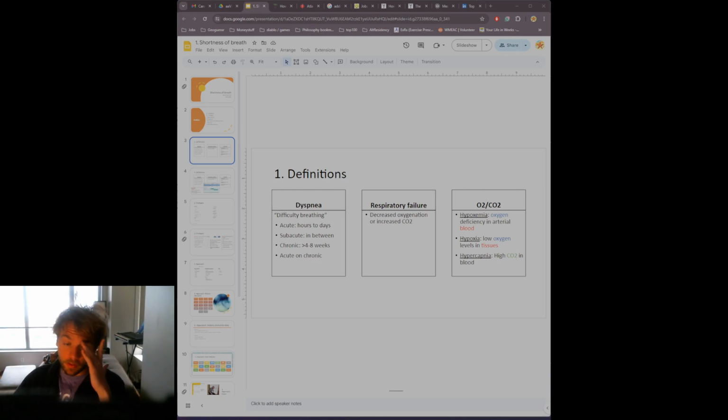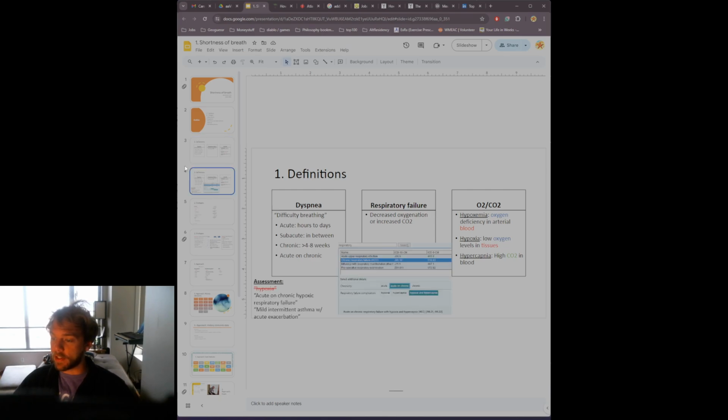We have respiratory failure, which is simply decreased oxygenation or increased CO2. Finally, our other terms include hypoxemia, which is oxygen deficiency in arterial blood. Hypoxia is oxygen deficiency in tissues, and hypercapnia is high CO2 in the blood.